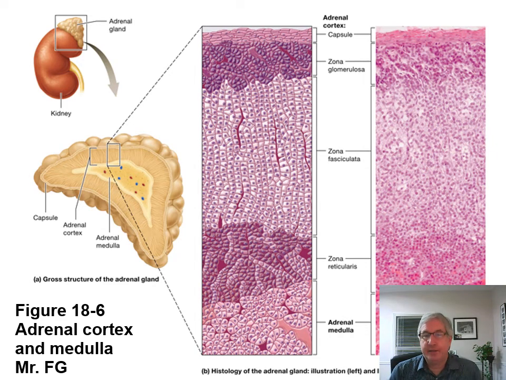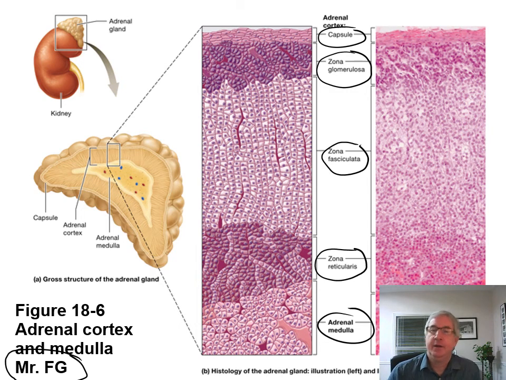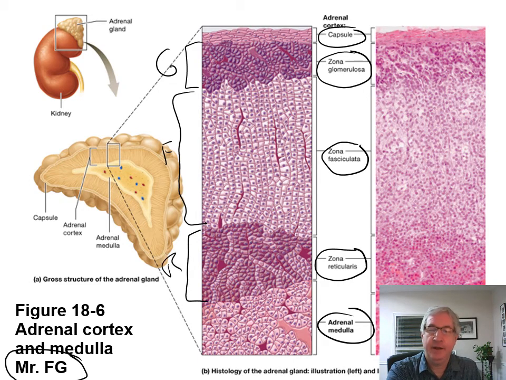So here's the adrenal cortex and what it looks like. Here's a diagram on the left, and an actual photomicrograph on the right. And here's a little mnemonic, Mr. FG. We have the adrenal medulla, then zona reticularis, zona fasciculata, and zona glomerulosa, and then a capsule on the outside. This is glomerulosa here, this is fasciculata, this is reticularis, and this is the medulla down here.